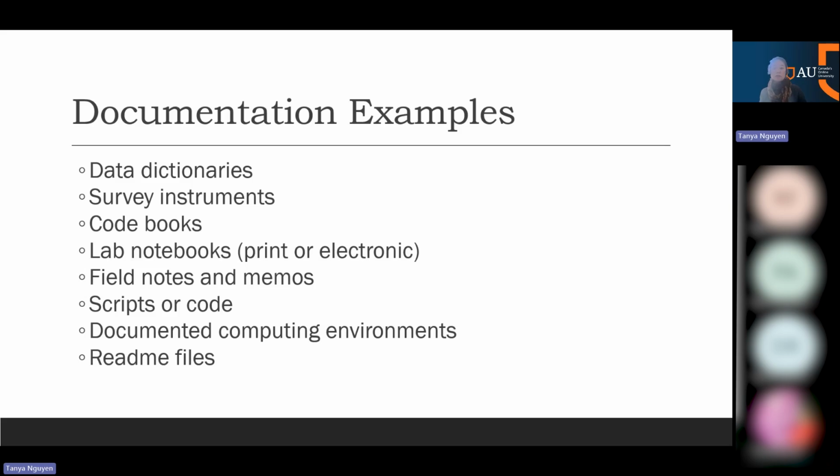You might also have some lab notes and memos, and these can be in print or electronic format. And these can be handwritten or transcribed. You might also have some scripts and codes, and you may have a full-on computing environment, particularly if you're doing modeling of data. And the last one here, a README file, we'll go over an example in the next slide.